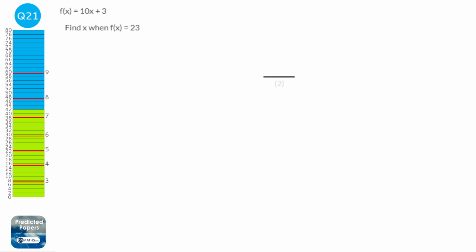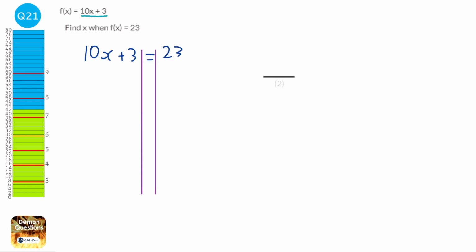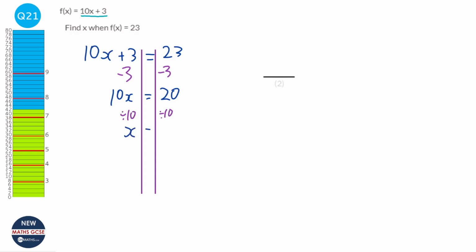So we're asked to solve f of x equals 23, but it tells us that f of x is 10x plus 3. So all we're really doing is 10x plus 3 equals 23. And we're just doing a simple solve. So get our lines in, and we're going to take away the 3 both sides, which will give us 10x equals 20. Then we're going to divide by 10 both sides, and that just gives us x equals 2. So our answer is 2.